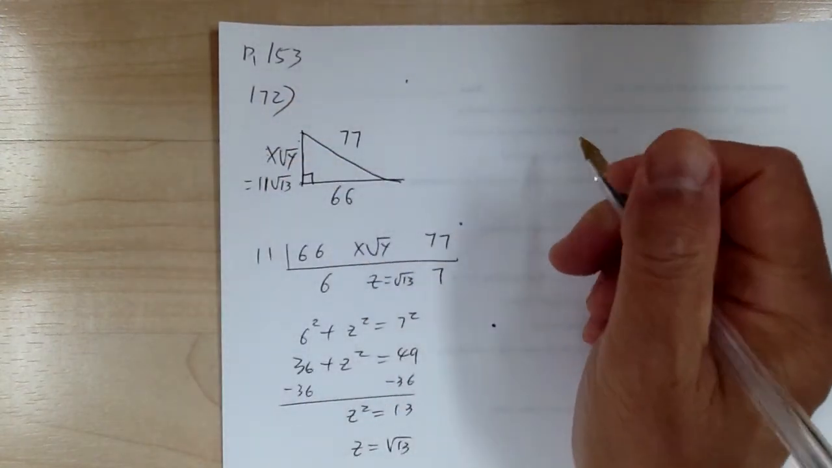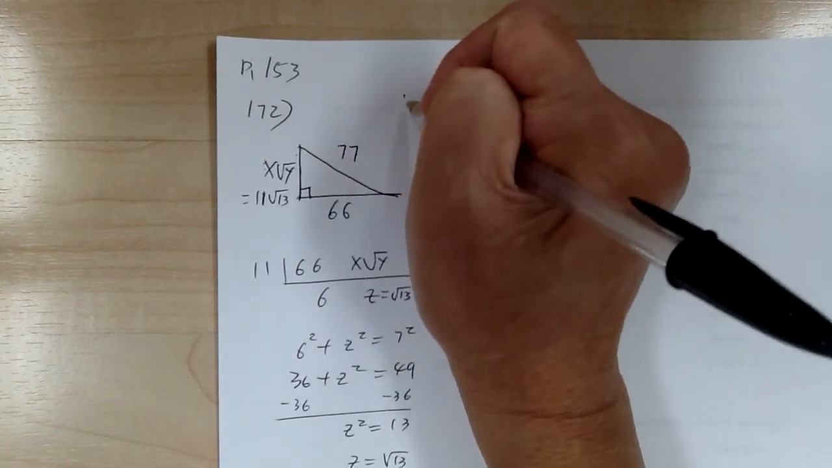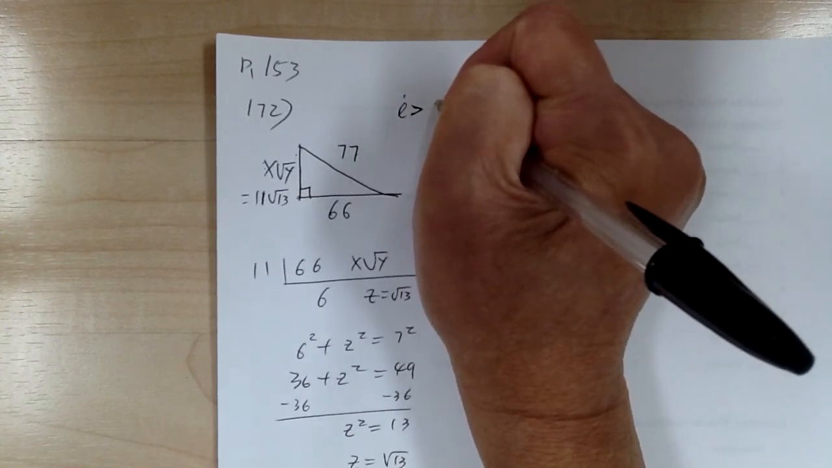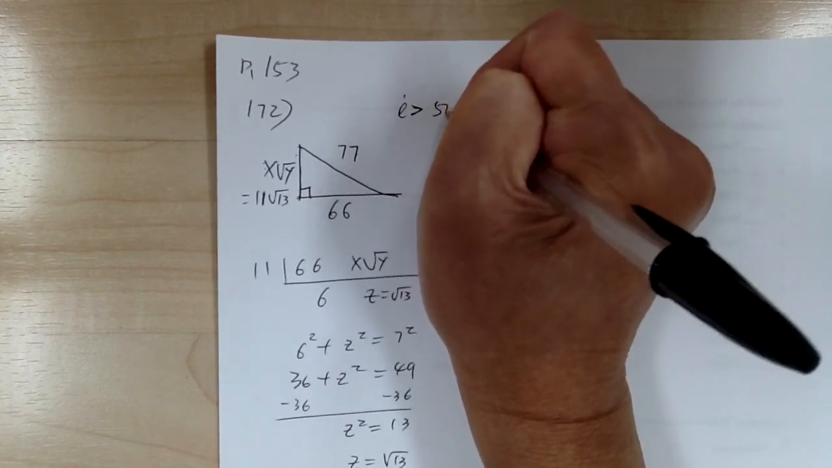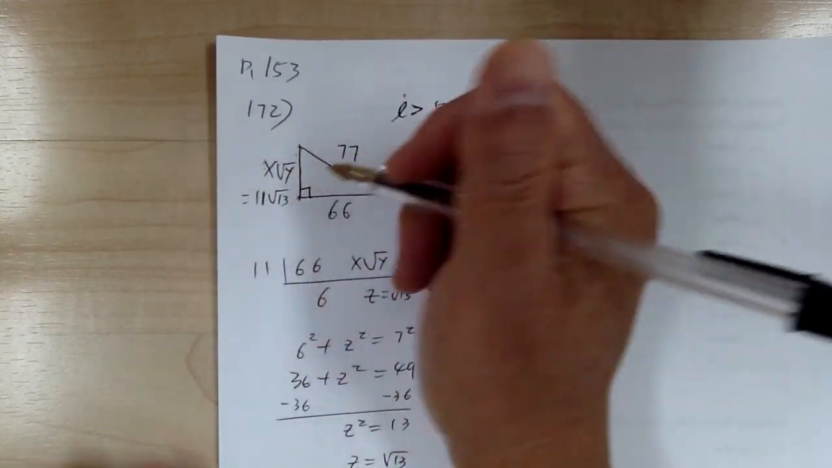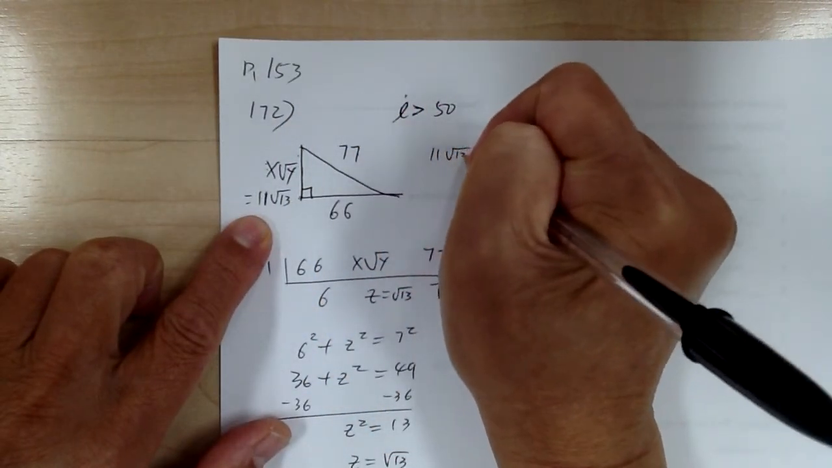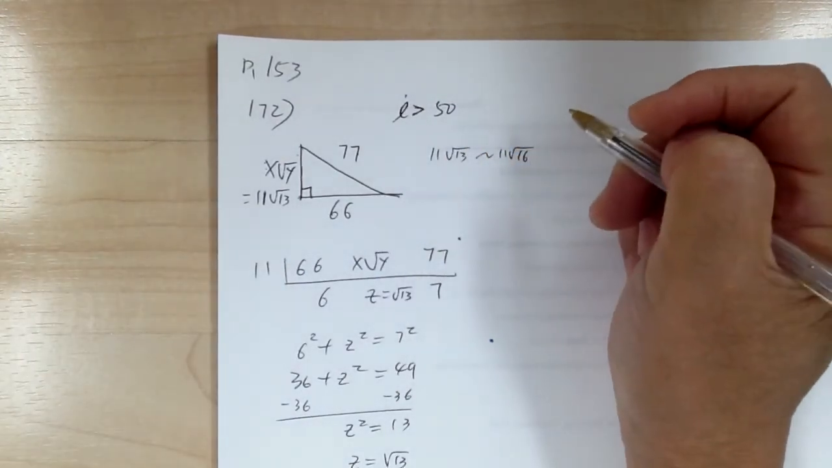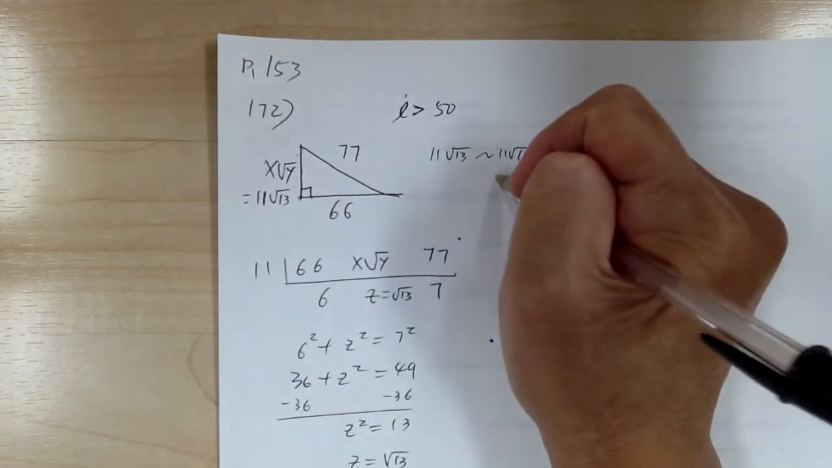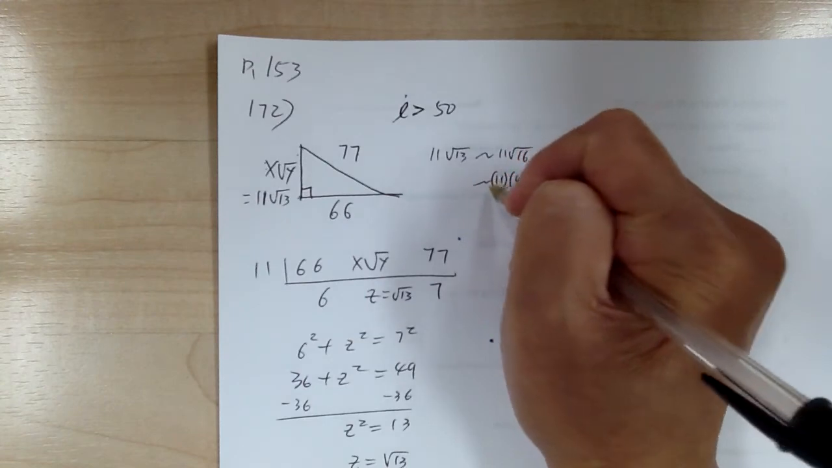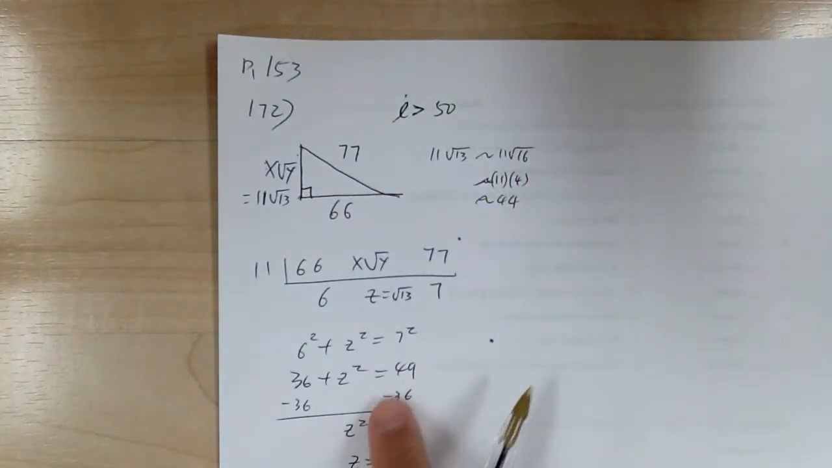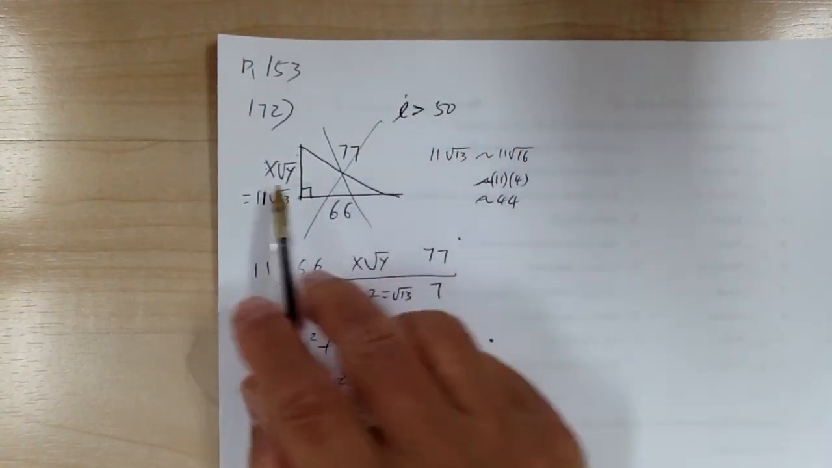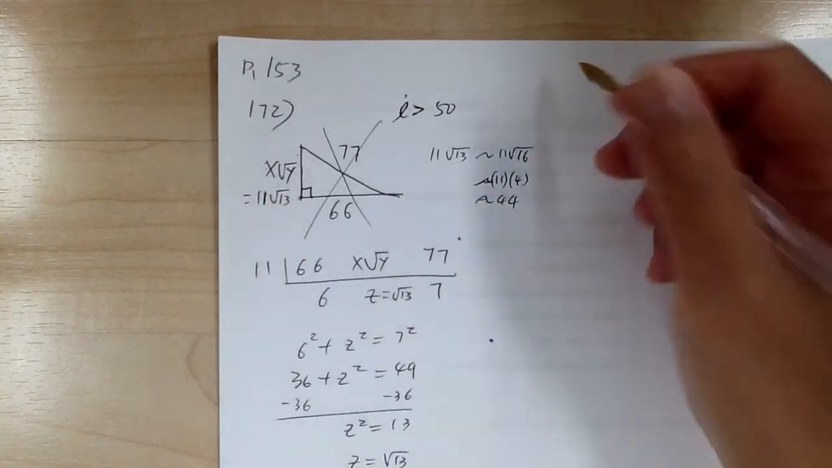Okay. Now we have to check though, because the length has to be greater than 50, right? So you have to check. 11 square root of 13 is about 11 square root of 16. If you use a calculator, you can just figure it out, but if you don't have a calculator, you can estimate. So this is about 11 times 4, about 44. So this does not fulfill that. So this is going to be wrong, which means this cannot be the leg. This has to be the hypotenuse.